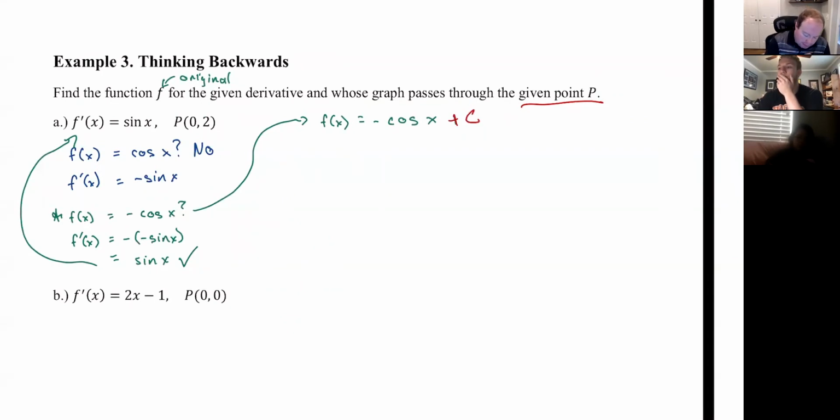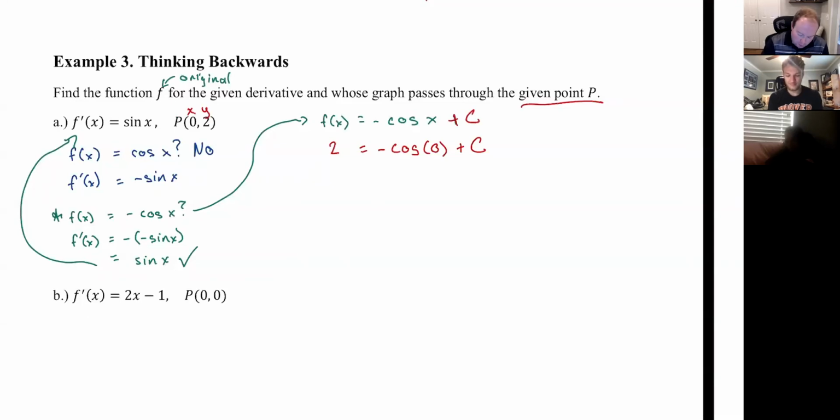Remember that this is a point, so this is an x and a y. Let me go ahead and plug this in. When I plug in x, I am equal to y. So this will be 2, equal to minus cosine of 0 plus c. When I plug in 0, I am equal to 2.